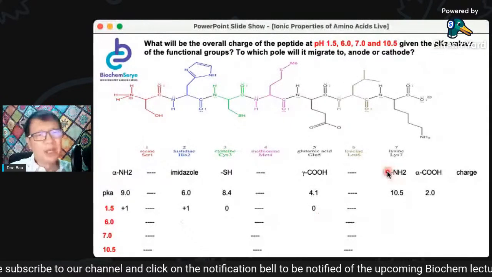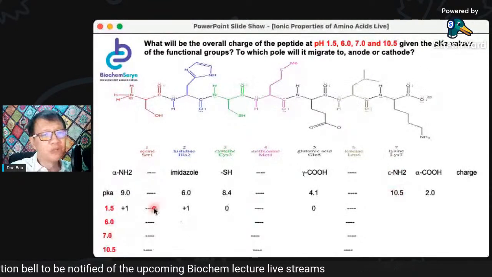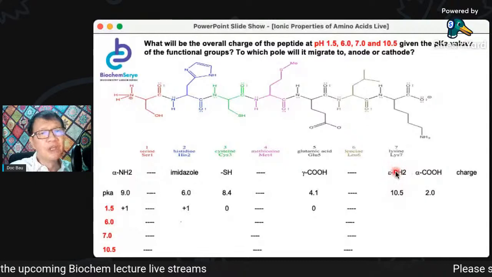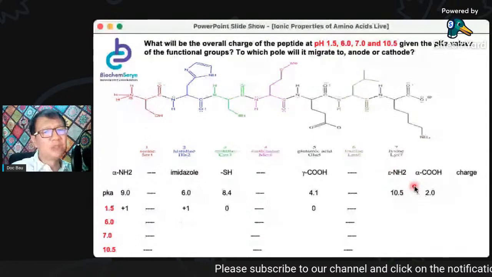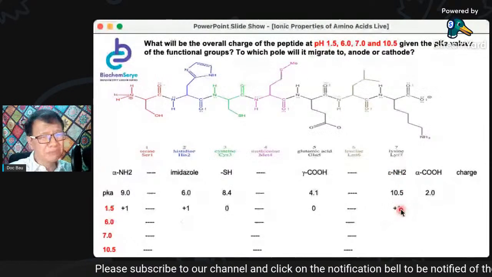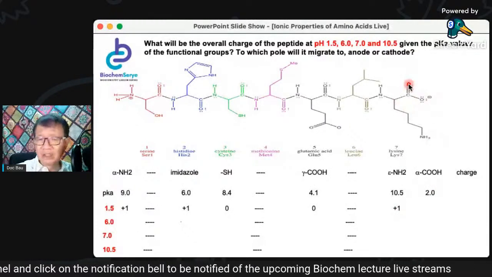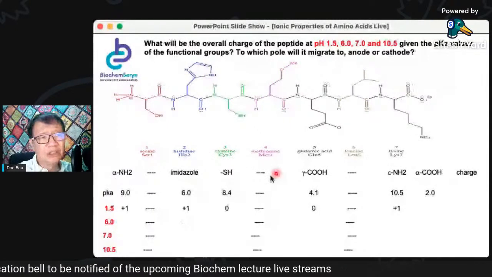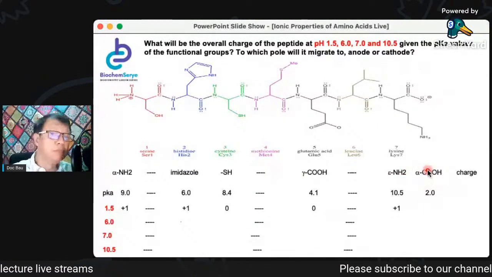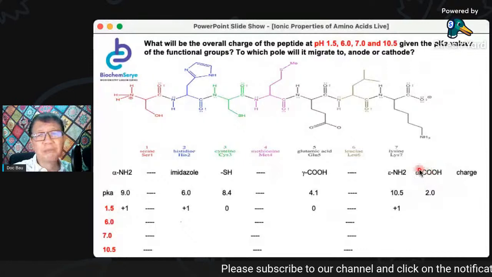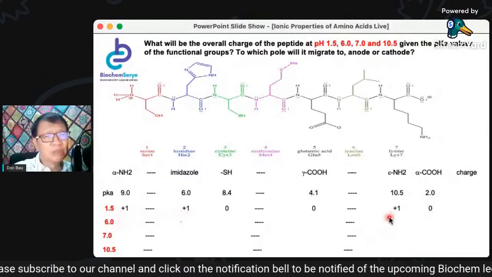Anyway, your epsilon amino, this is very, very basic, 10.5. At pH 1.5, we can expect a lot of hydrogen ion concentration. So your epsilon amino will be protonated. So this will have a charge of +1, right? Then last, your alpha carboxyl, although it's the most acidic, should be giving up hydrogen ion, but the pH is still below the pKa, so we can expect it to be undissociated, or protonated. So it's 0. So the total charge is +1, +2, +3.